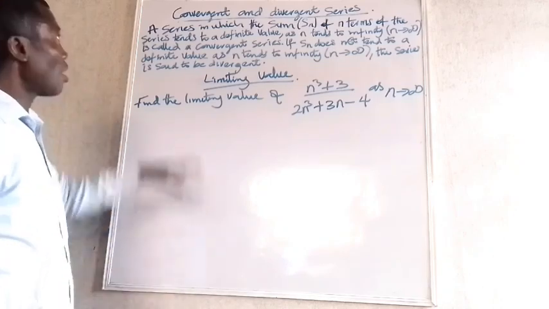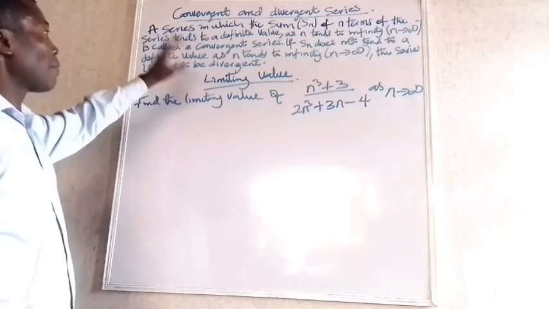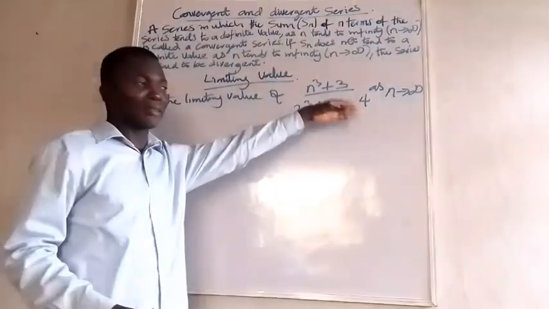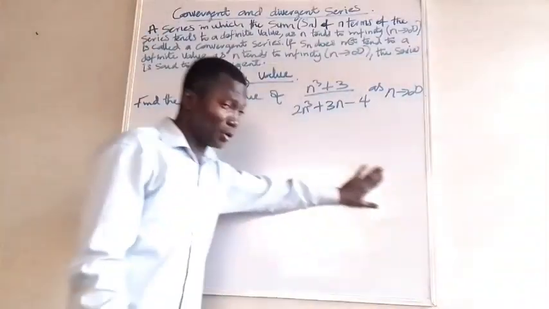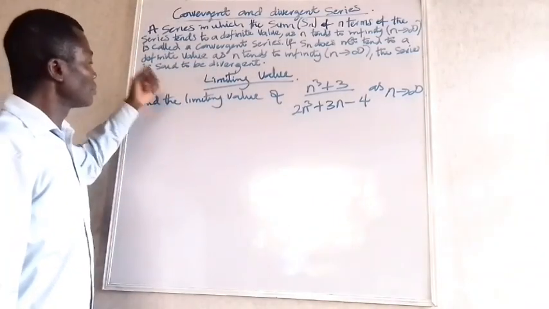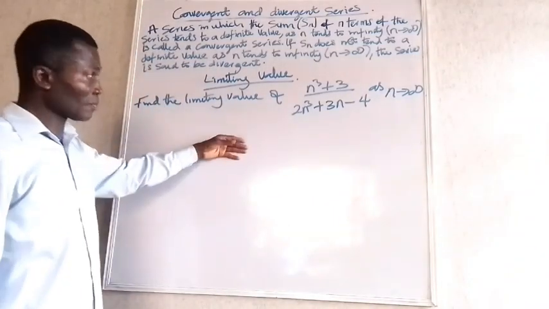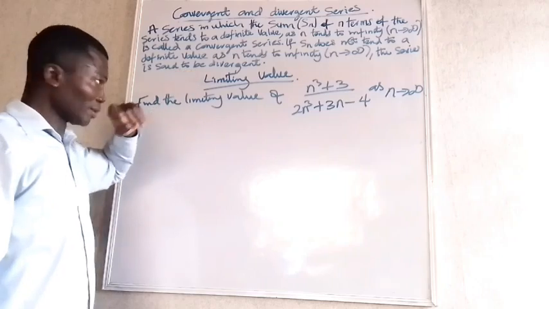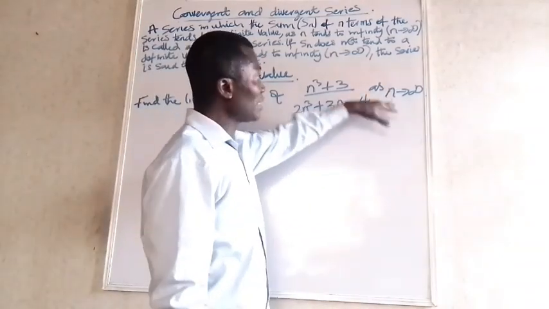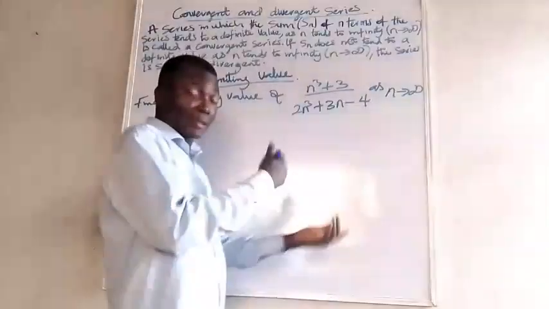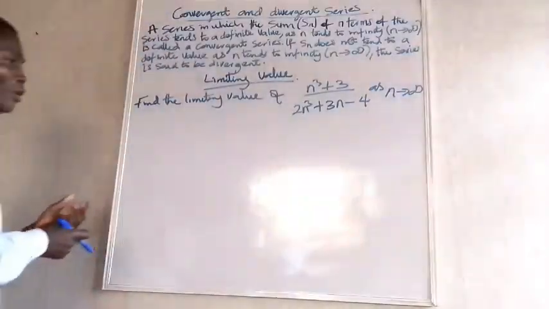Most of the time, under this convergent and divergent series, we talk about when n is at infinity or tends to infinity. So I just use this example to show the relevance of limiting value to this topic we are treating. Now, I said that we talk here mainly when it is at infinity. It can be at even 1 or 0, depending on what topic we are dealing with.